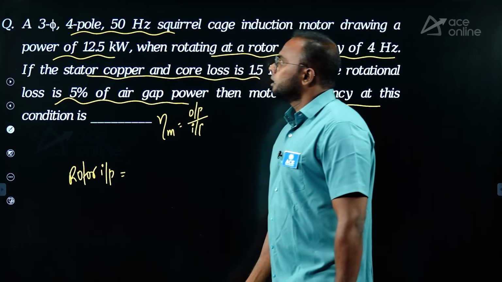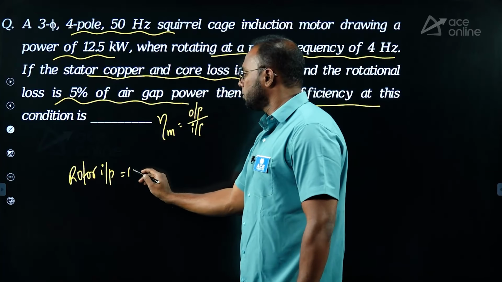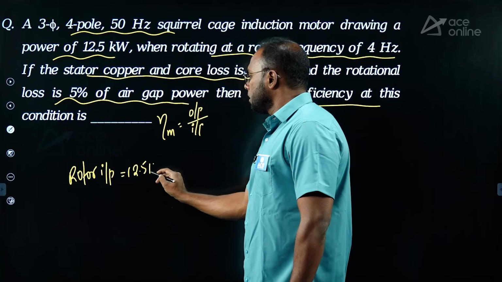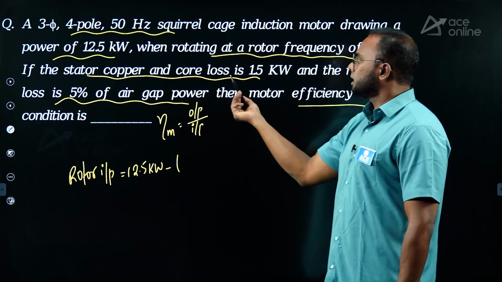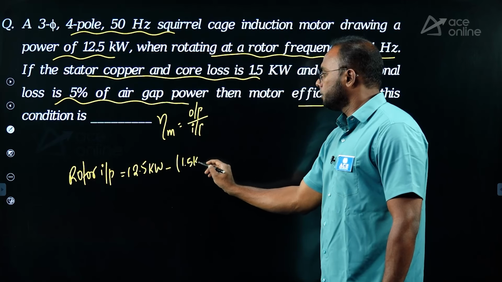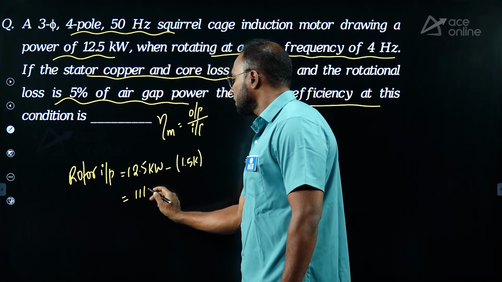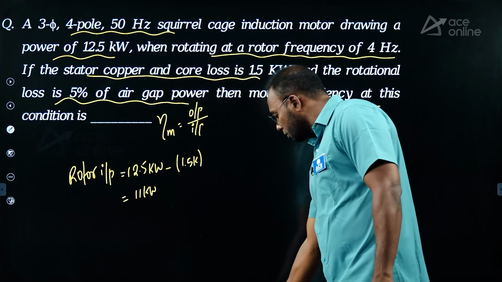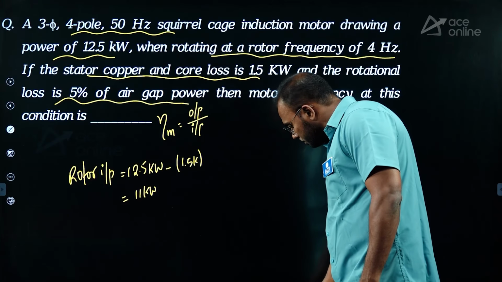Therefore, the rotor input power, this is only air gap power, or stator output it is. How much? Stator input minus stator losses. Stator input is 12.5 kilowatt minus, what is the stator losses? Given stator copper loss and stator core loss combinedly, 1.5 kilowatt it is. Then 12.5 minus 1.5 is 11 kilowatt. This is the rotor input power or air gap power it is. Okay.